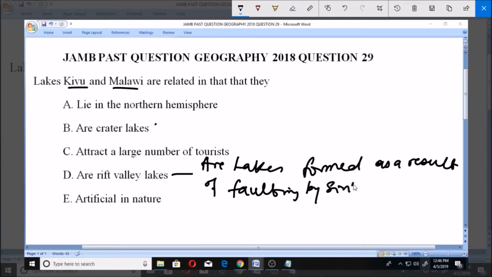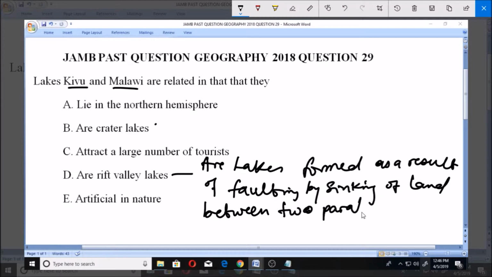By sinking of land between two parallel faults. So that's how you get a rift valley, and this causes deep, narrow, and elongated lakes.